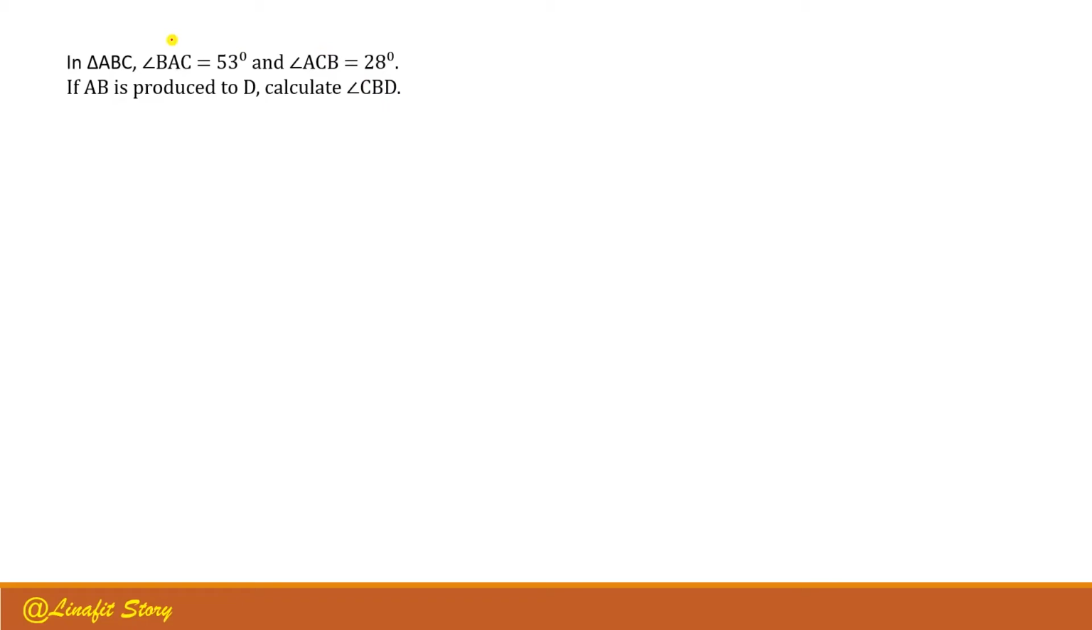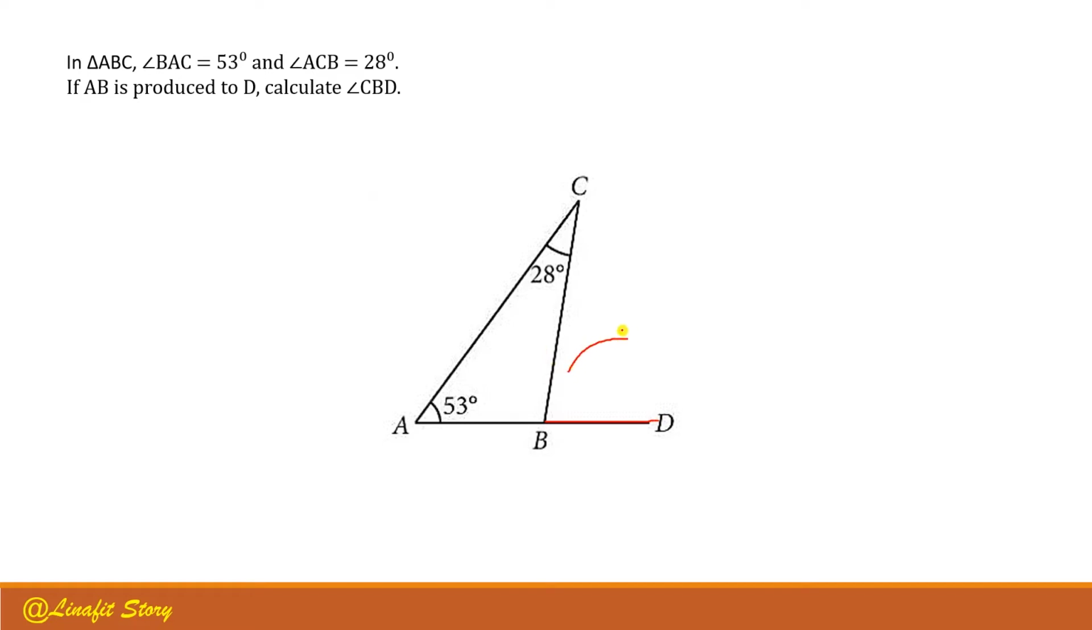In triangle ABC, angle BAC is 53 degrees and angle ACB is 28 degrees. If AB is produced to D, calculate angle CBD. So this is angle A, 53 degrees, C is 28 degrees, and AB is produced to D. So to get CBD, it is the exterior angle of a triangle. So CBD is equal to 53 plus 28 is equal to 81 degrees.